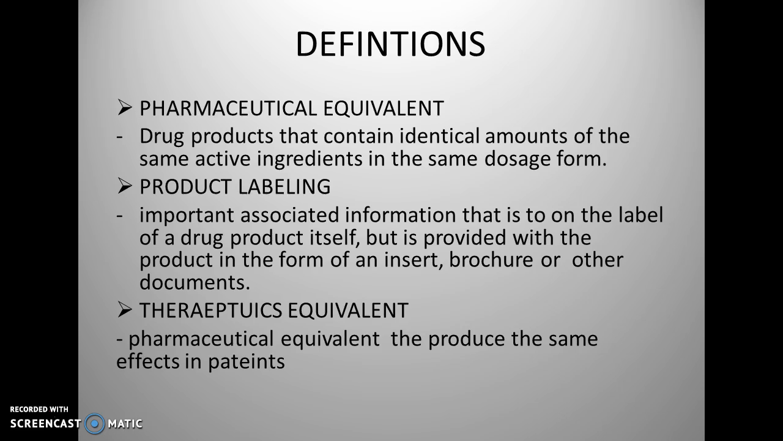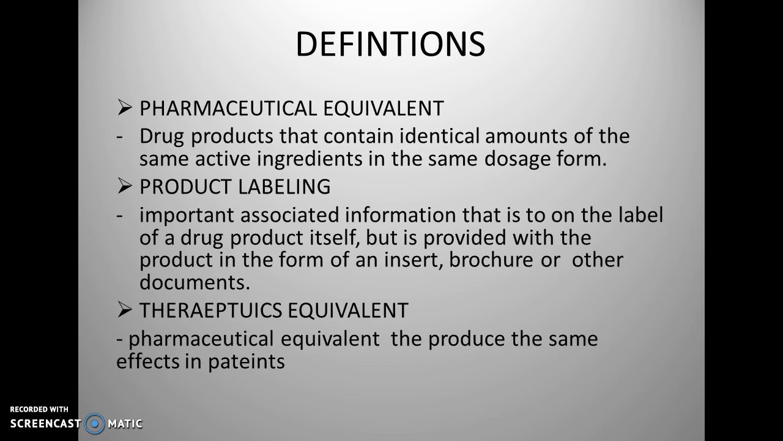Okay, so let's look at certain definitions. One, you have what's called a pharmaceutical equivalent. So here we're talking about drug products that contain identical amounts of the same active ingredient or in the same dosage form. A lot of times, generic drugs will have the same type of pharmaceutical equivalent as the brand name. Product labeling: important associated information that is on the label of the drug product itself, but is provided with other products, with the product in the form of insert brochure and other documentation.